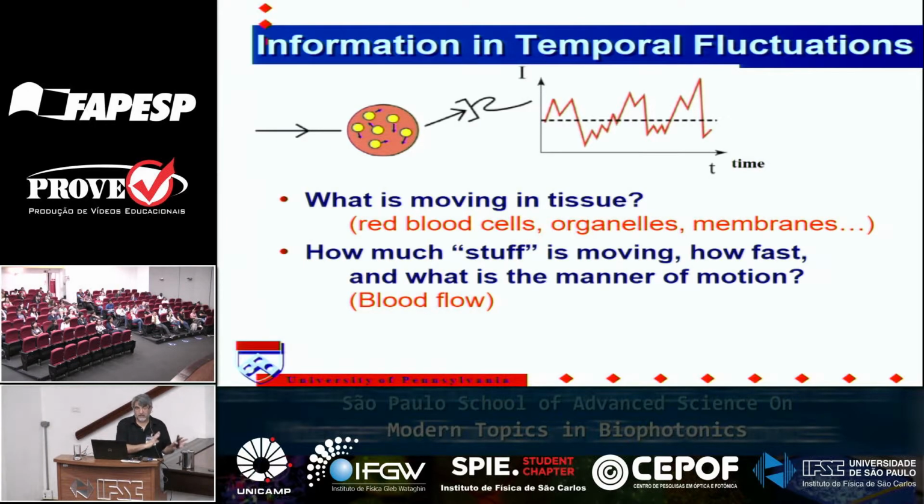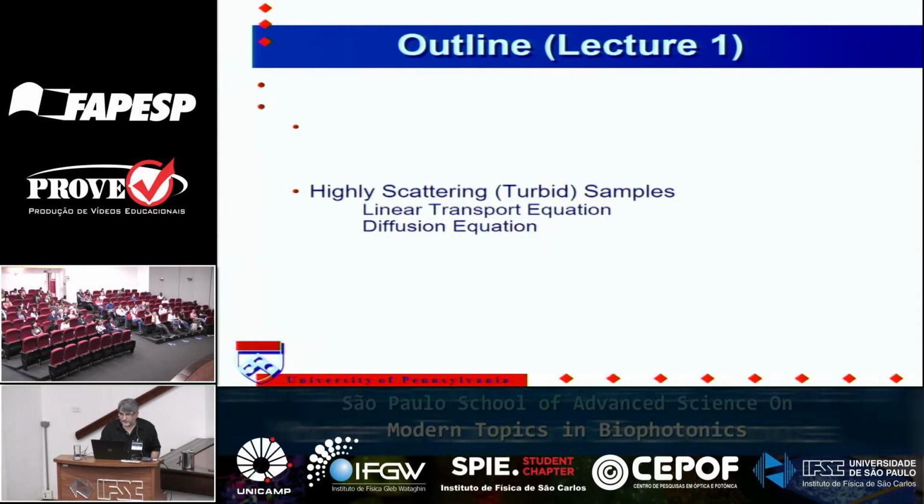So that's the last example of what I would say is the simple, well-understood regime. Now I want to turn my attention and talk about the turbid samples, or tissue, okay? And the first thing I want to do is end up essentially at the diffusion equation for the photon fluence rate, it's called, okay? But we'll have to take a few steps before that to get to that stage.